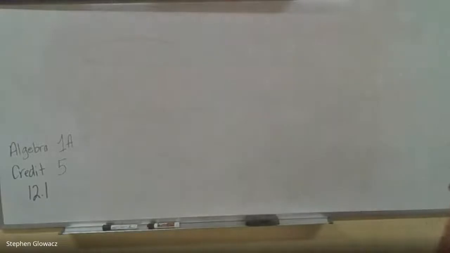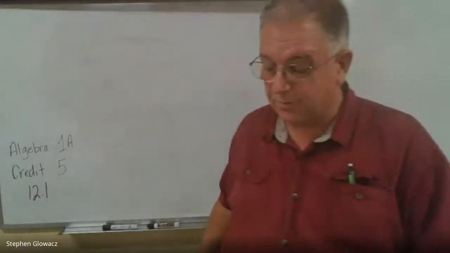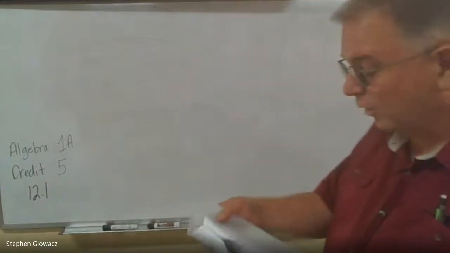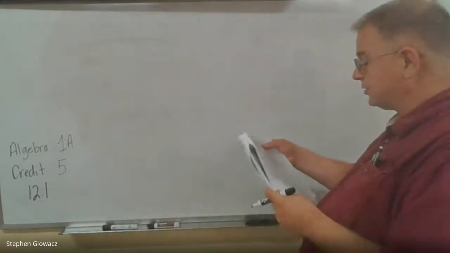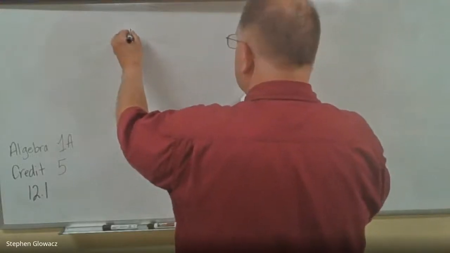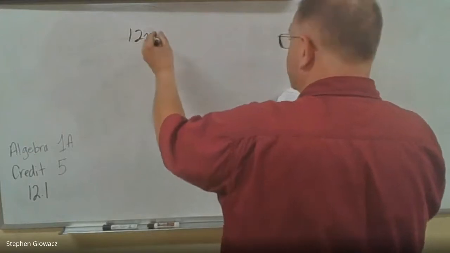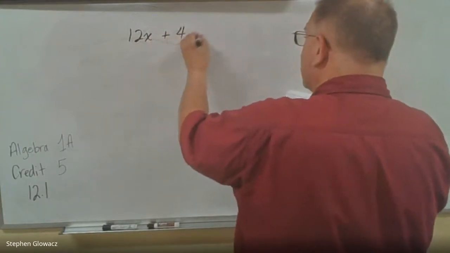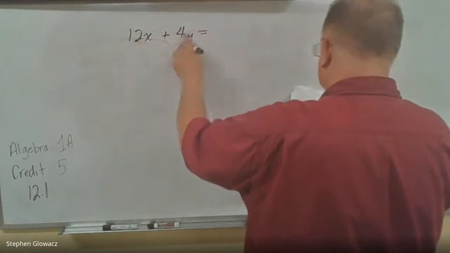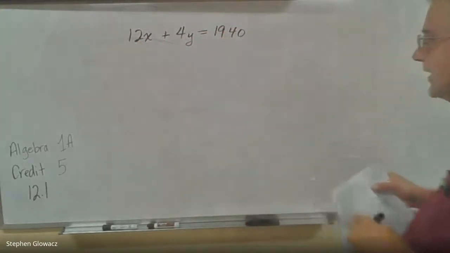All right, so on problem number 2, it says on Friday, the Lee family had dinner at a restaurant. They ordered 12 cheeseburgers and 4 chili bowls for $19.40. So let's go ahead and put that up. 12 cheeseburgers. So we'll let X be the cost of the cheeseburgers, and then Y the cost of the chili bowls. So 12X plus 4Y, and the total bill was $19.40.